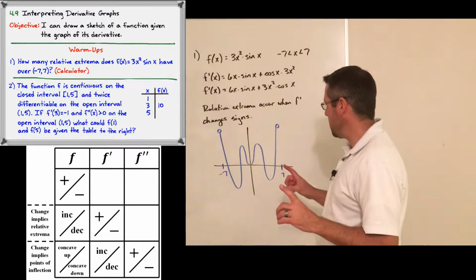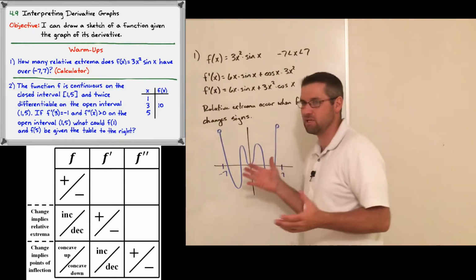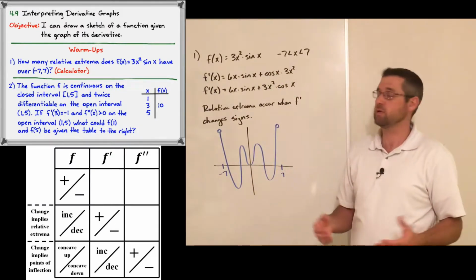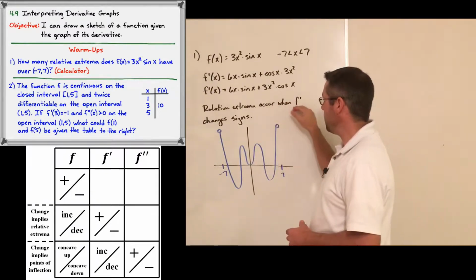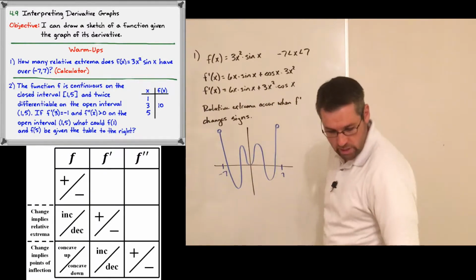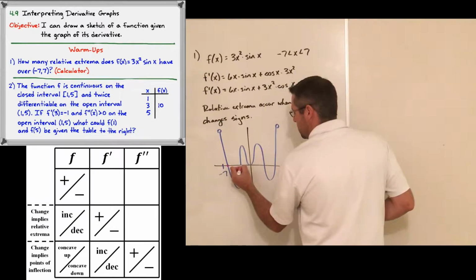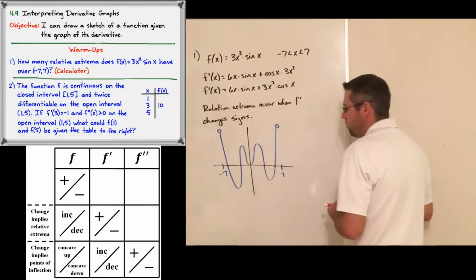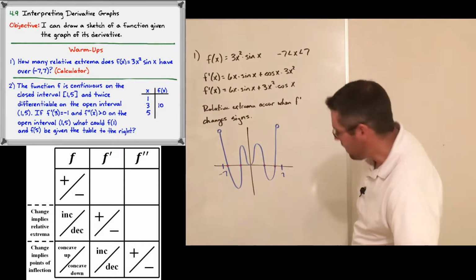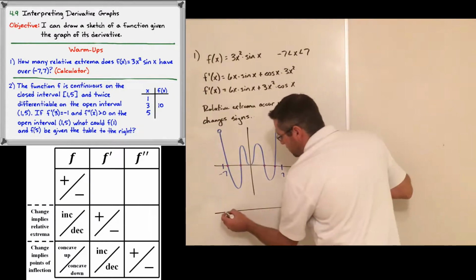Now, the first thing I note is that we have an open interval here. On an open interval, the endpoints cannot be extrema because those points technically don't exist. So we are looking for when f prime changes signs. We can see that f prime changes signs at this point, this point, this point, and this point here. If we were to do a number line of f prime, it would look something like this.